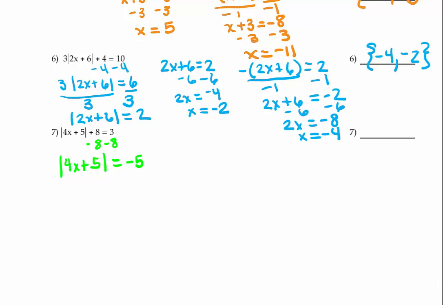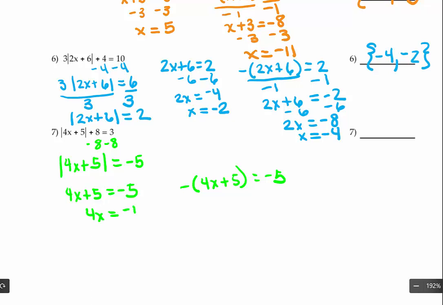So once I get to this point, a lot of times we just keep on going. So once I have my absolute value isolated, I drop my absolute value. 4x plus 5 is equal to negative 5. And then the opposite of 4x plus 5 is equal to negative 5. Solve here. Subtract 5 from both sides. I have 4x is equal to negative 10. Divide both sides by 4. I get x is then equal to negative 5 halves.